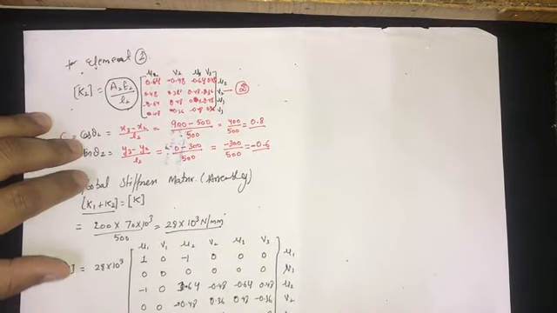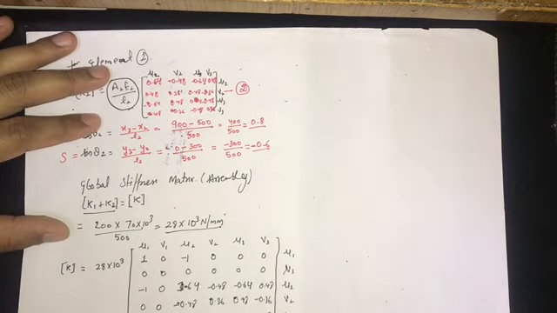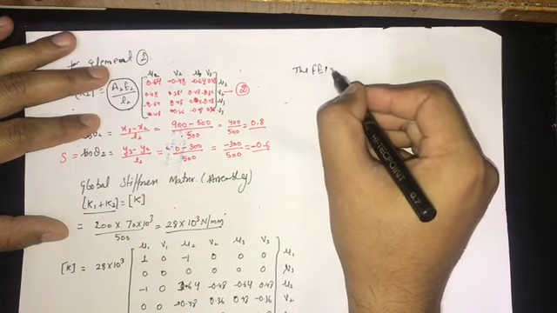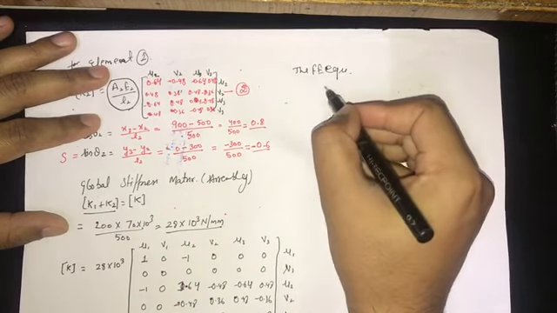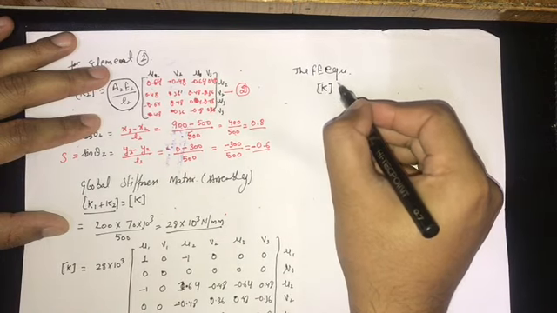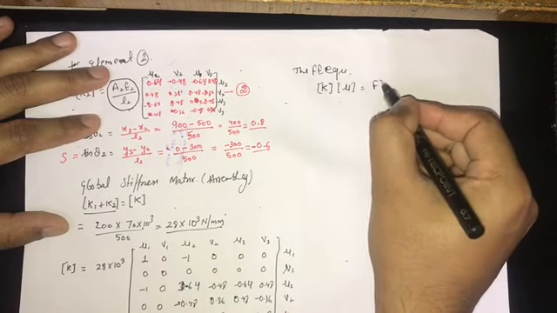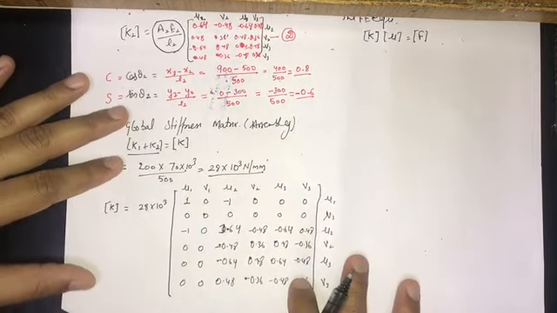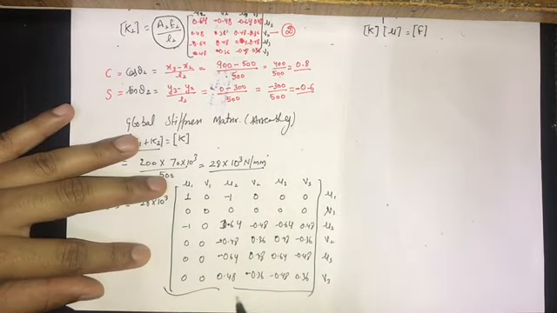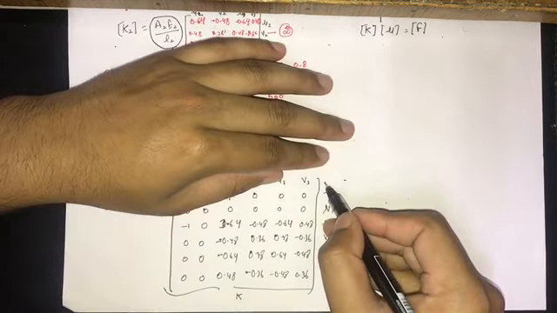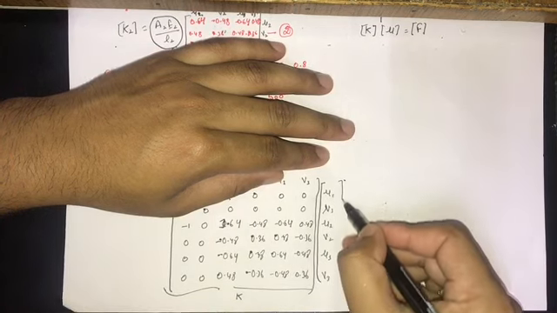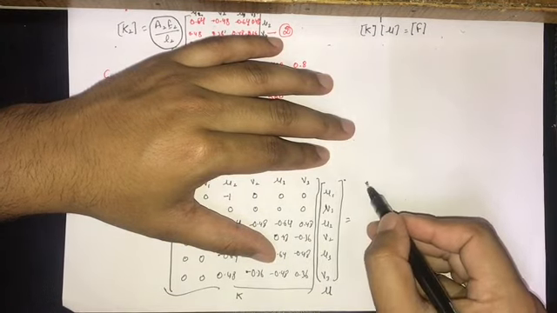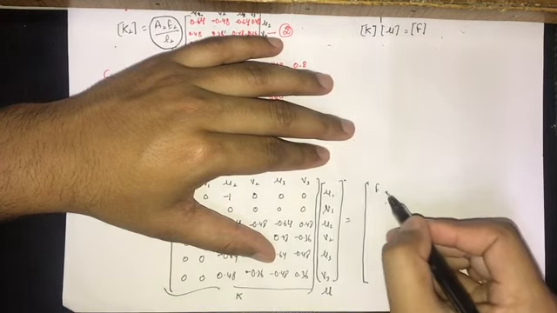So after that, the finite element equation, that is K into U is equal to F. So this formation we have to make. So it is nothing but the K value. Now this is the displacement matrix. It is nothing but U, and which is equal to the F force, that is F1x.